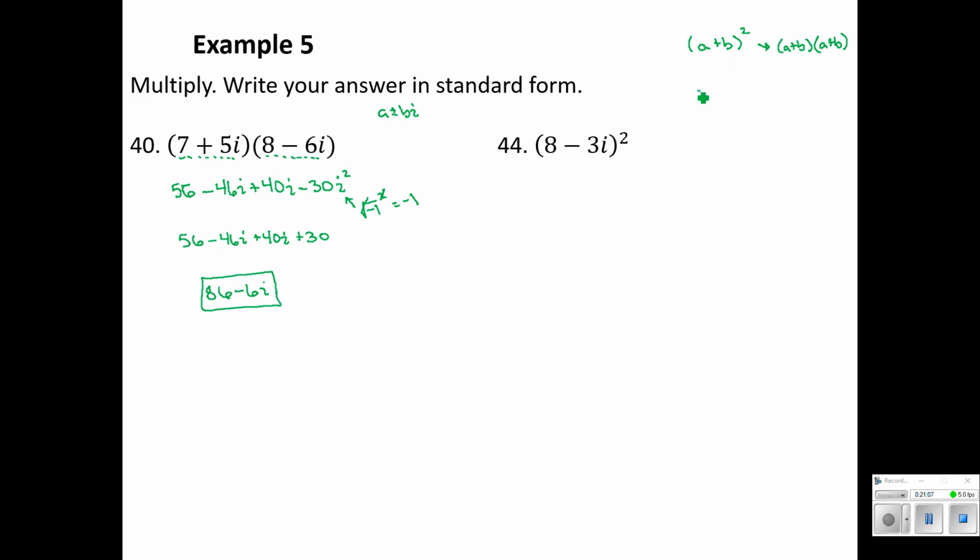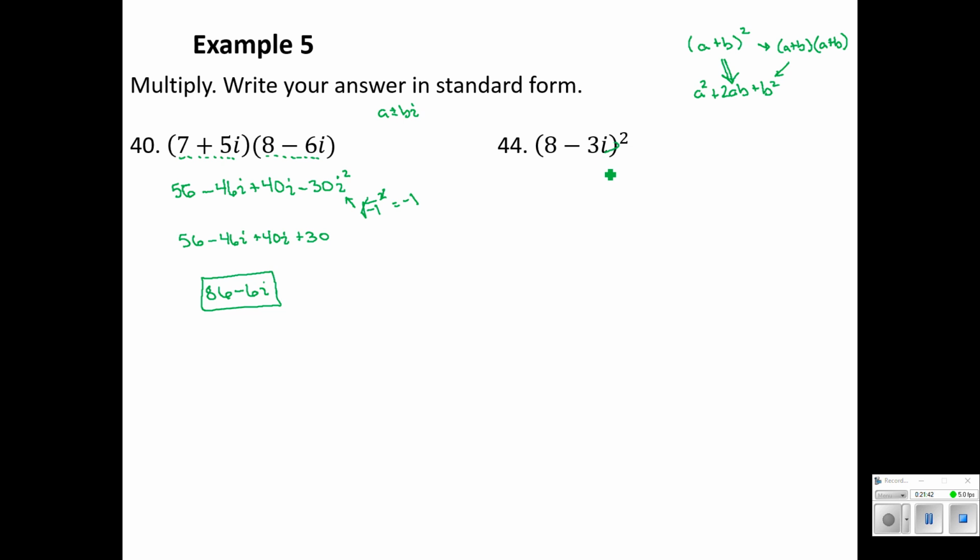And first times first would give me a squared. Outside would be ab. Inside would be another ab. And then last times last is b squared. So I don't like to condone memorizing often, but if you can remember this simple pattern, it will make you a much, much more efficient math student. You don't have to, but it does speed things up greatly. So let's try that here in this example. And if you latch onto it, excellent. But if you don't, worry not, you can always FOIL this out.